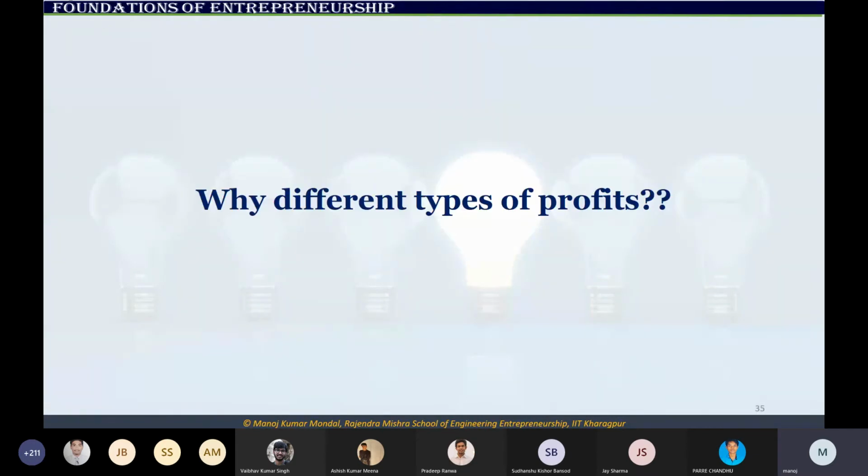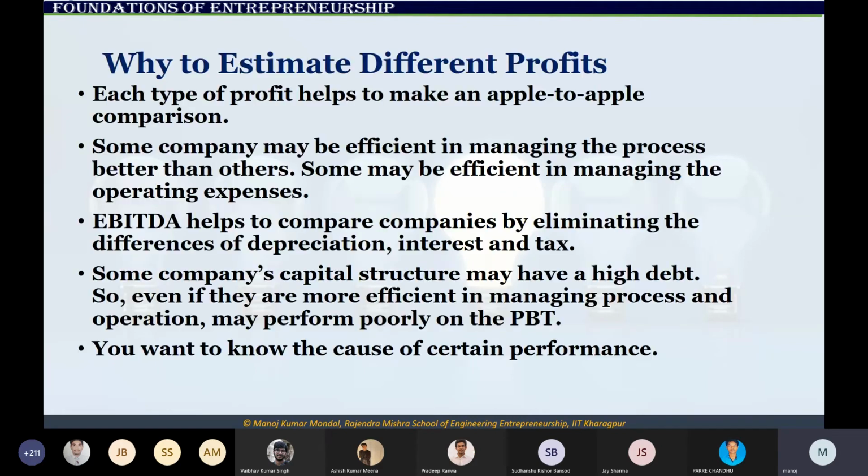Why different types of profits? It's a huge discussion. I will discuss that in detail later if I remember, but for the time being, suffice it to say that unless you estimate different profits, you won't be able to compare apples to apples, because for every company, the capital structure is different. And if the capital structure is different, their cost structure and interest structure are different. For some companies interest is very high, for some it is very low. So depending on that, the comparison will vary across companies.